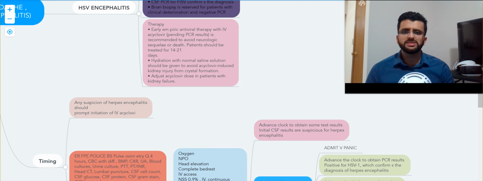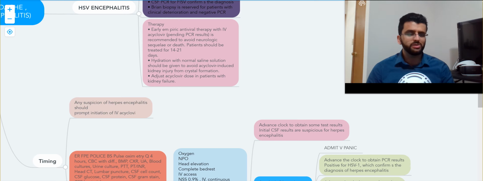We start treatment with IV acyclovir. IV acyclovir is the mainstay of treatment. Otherwise, just supportive therapy. Acyclovir, we have to give hydration, very important, to avoid renal failure. Okay, so IV acyclovir, and pending the treatment.